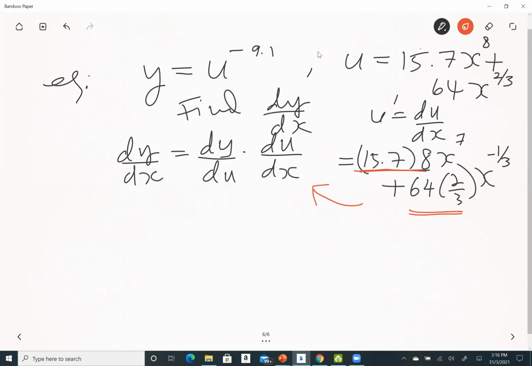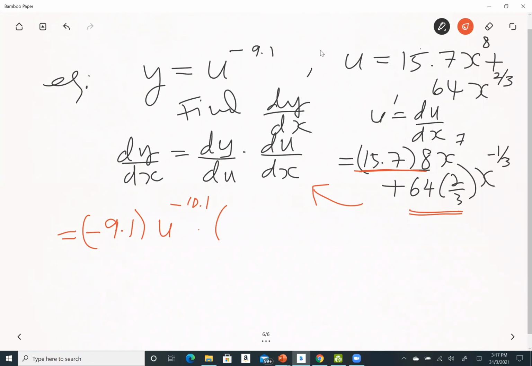So what is dy/dx? That will be equal to, I write down here because I probably don't have enough space, dy/du. Now what is dy/du? Negative 9.1 times u to the power of negative 10.1. That's dy/du. And then you multiply by u prime, or du/dx, which is everything over there.